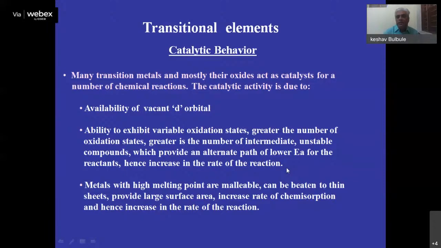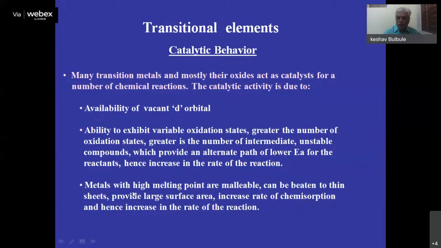Then, I mentioned that a catalyst is a substance that can alter the rate of the reaction. Alteration may be in the positive direction as well as in the negative direction. If the alteration of the rate is in the positive direction, such catalysts are called positive catalysts, and those that retard the reaction, or increase the rate of the backward reaction, are called negative catalysts or inhibitors. And these catalysts provide an alternate path of lower activation energy for the reactants, hence increasing the rate of the reaction.